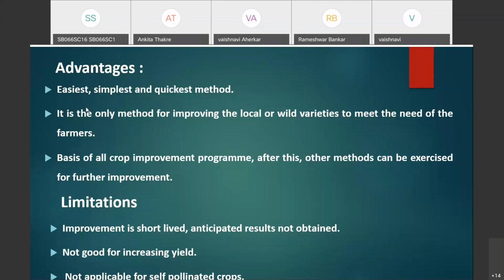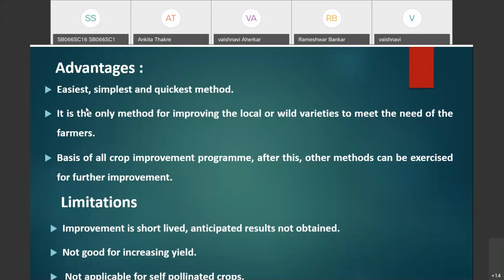Okay, that's why we are saying that the mass selection method is the basis of all crop improvement programs, and after this the other methods can be exercised for further improvement. Okay, these are the three most important advantages of the selection.